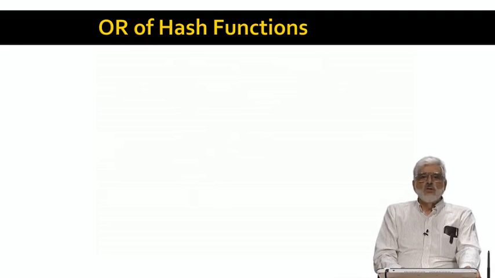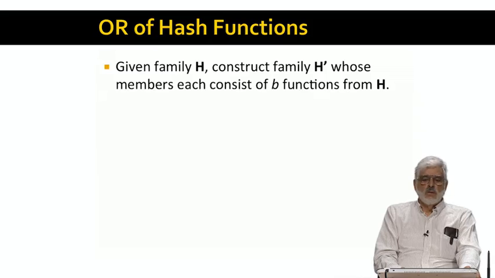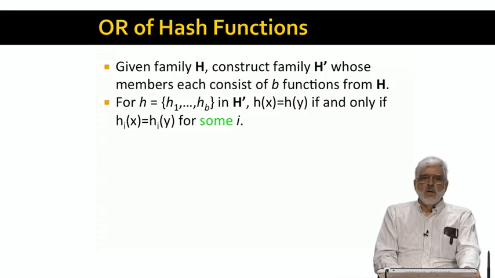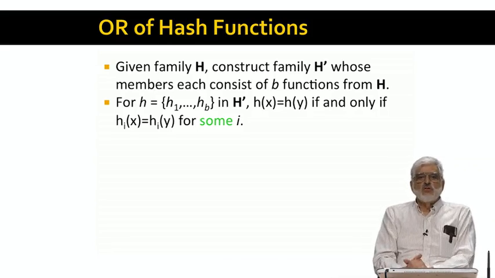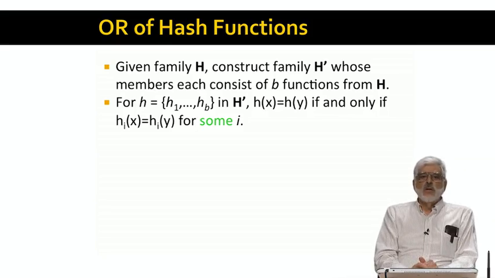We also have an OR construction that corresponds to combining bands. Again, we'll start with an LSH family H and construct a new family H'. Each member of H' will be constructed from a set of B functions from H. Let little h be a typical member of the family H', and let x and y be elements to which we want to apply little h. Then we say h of x equals h of y if and only if hi of x equals hi of y for at least one value of i in the range 1 to B.